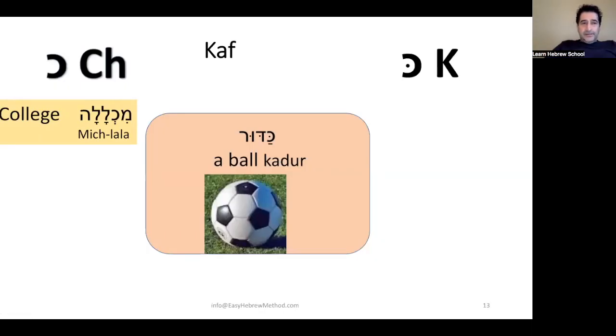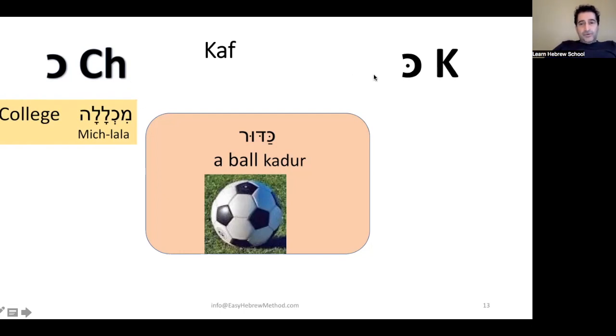Let's practice the rest of the Hebrew Alef Bet. Let's continue with the letter Kaf all the way to Tav. As you see, Kaf has two versions. One is with a dot in the middle, which means it's a dagesh, and one without. When there is a dagesh, it's equivalent to K in English. If it doesn't have one, it sounds like chet, like CH in English.